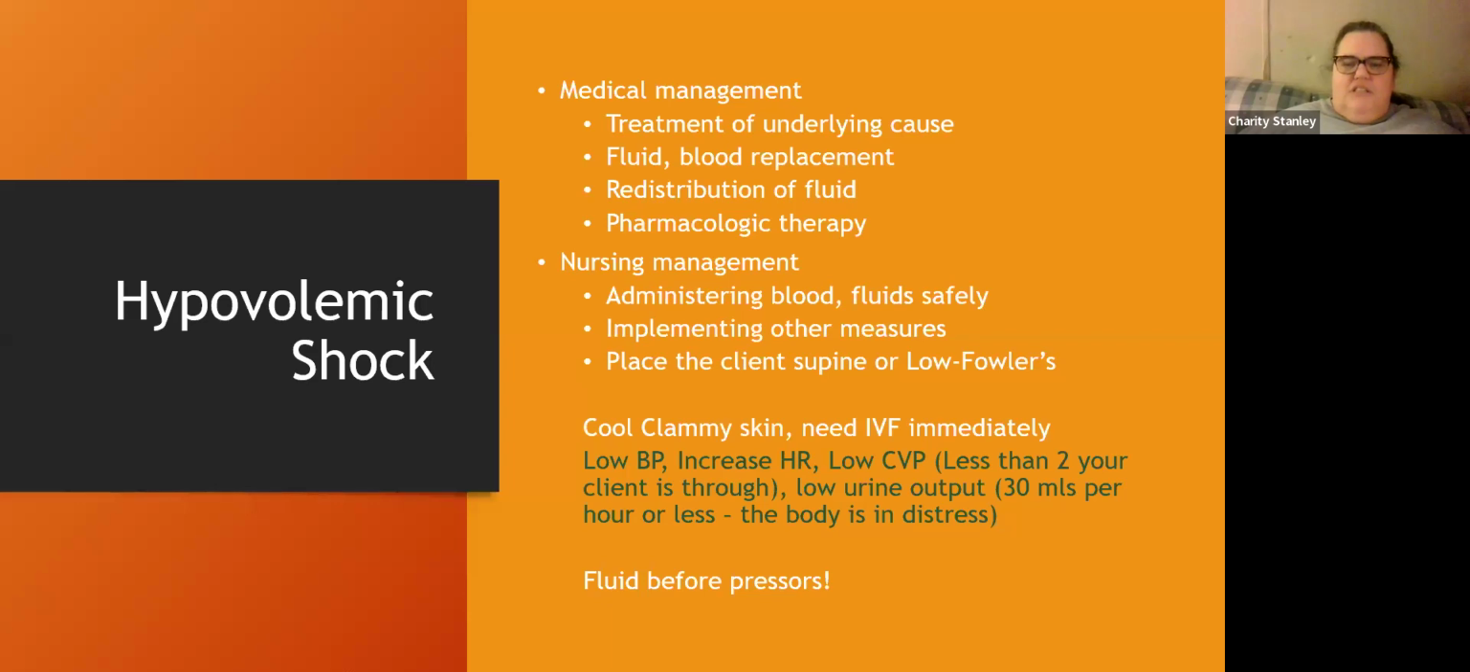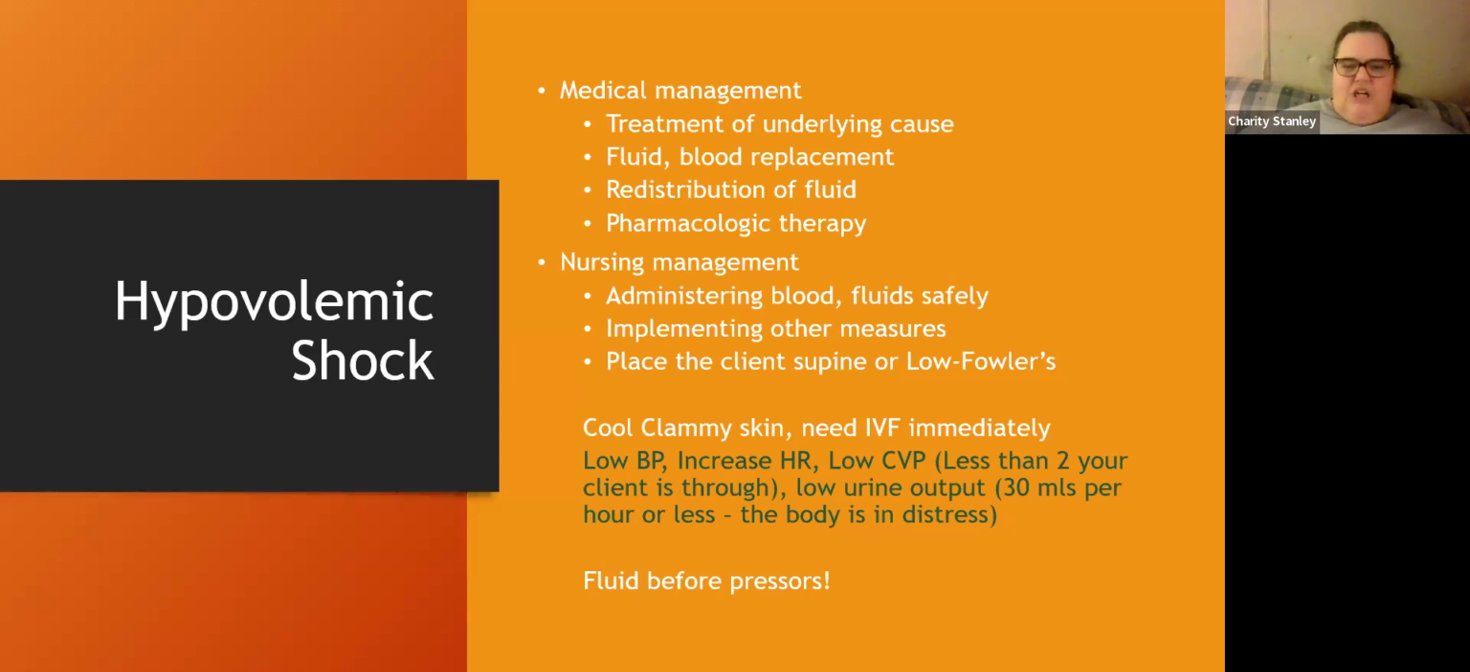So as nurses, we will put the client supine or in low Fowler's. In the past, we would use Trendelenburg. Trendelenburg is where we are dropping the head of the bed below the heart to increase blood return. What they have actually found with additional research is that really doesn't help anything. So we want to keep the patient supine or low Fowler's. We don't want to drop it into Trendelenburg.